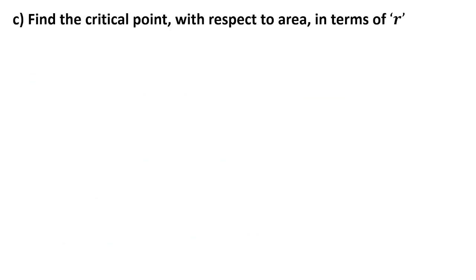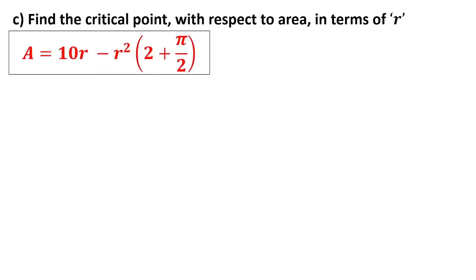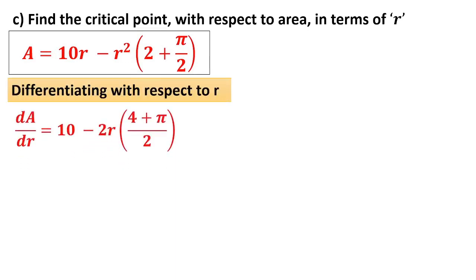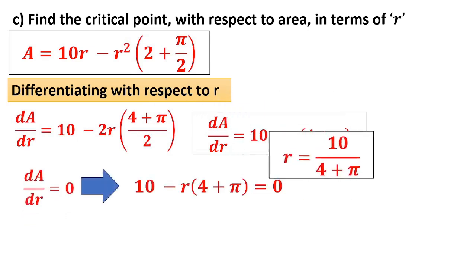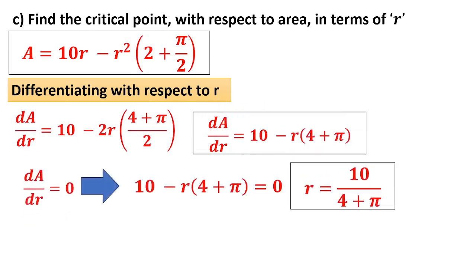Find the critical point with respect to area. Already we have found capital A. How to get the critical point? Differentiate it with respect to r, equate it to 0. You will get the value of r now. r is 10 by 4 plus pi. But this is the critical point.